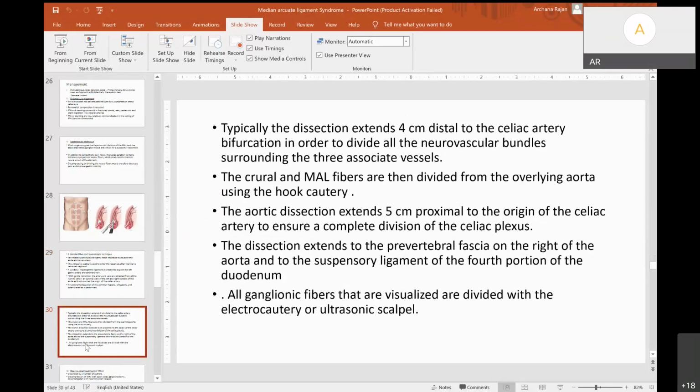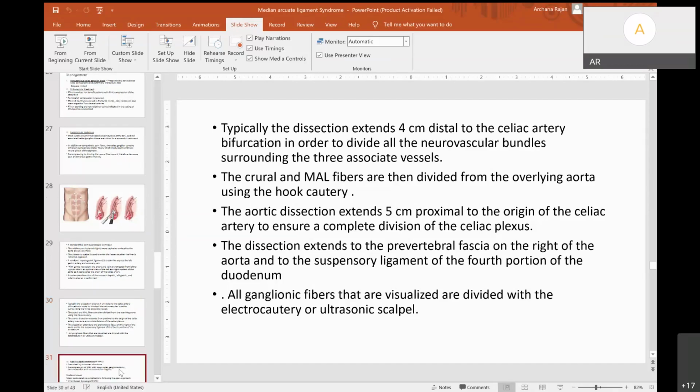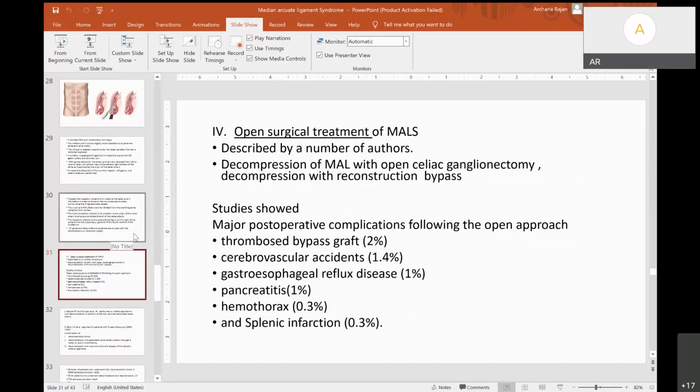And the crural and MAL fibers are then divided from the overlying aorta using a hook cautery. So the aortic dissection extends 5 cm proximal to the origin of the celiac artery to ensure complete division of the celiac plexus. The dissection extends to the prevertebral fascia on the right of the aorta and to the suspensory ligament of the fourth portion of the duodenum. All ganglionic fibers that are visualized are divided with the electrocautery or ultrasonic scalpel. So that is the laparoscopic technique.